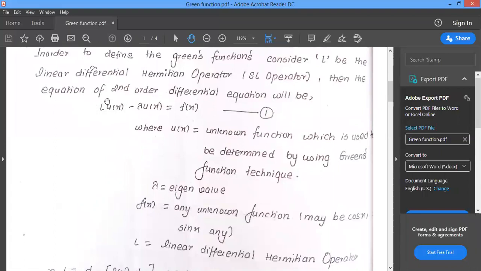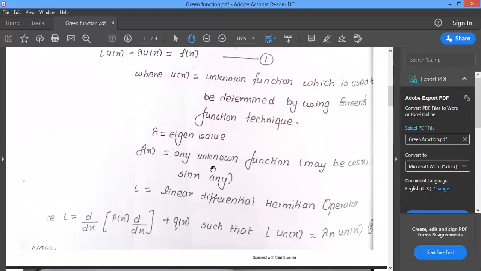u(x) means the unknown function which we have to determine by using the Green function, and lambda is an eigenvalue. And f(x) is any function, maybe cos x, sin x, or any unknown function.